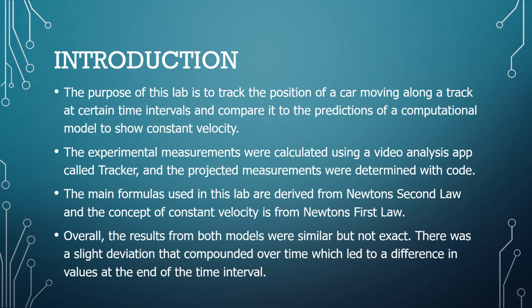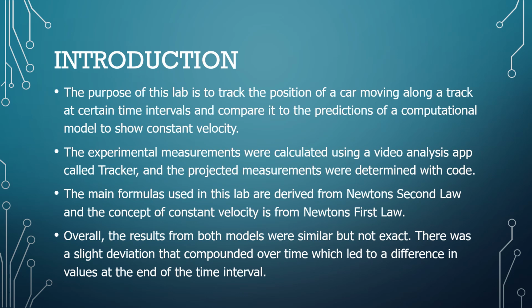The main formulas used in this lab are derived from Newton's second law, and the concept of velocity is from Newton's first law. Overall, the results from both models were similar but not exact. There was a slight deviation that compounded over time, which led to a difference in values at the end of the time interval.